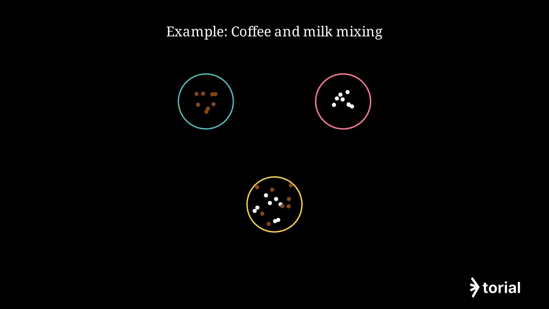When you add milk to coffee, they naturally mix. The mixed state has higher entropy than separated milk and coffee. Coffee and milk start separated, then naturally mix into a uniform state. This process increases entropy and cannot reverse spontaneously.